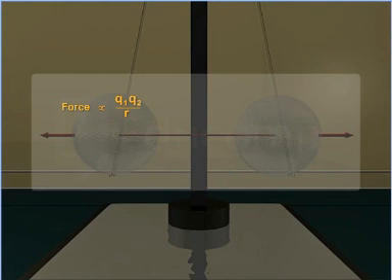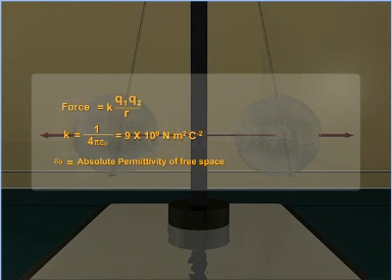Coulomb's force has a constant of proportionality K, where K is equal to 1 upon 4 pi epsilon 0. The value of K is 9 into 10 raised to the power of 9 newton meter square per square coulomb. Epsilon 0 is the absolute permittivity of free space, which is equal to 8.854 into 10 raised to the power of minus 12 coulomb square per newton per square meter in the SI system.